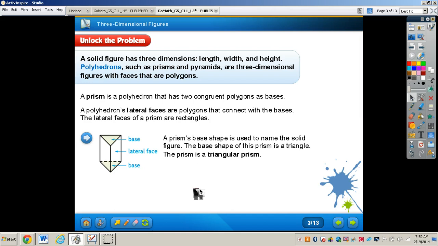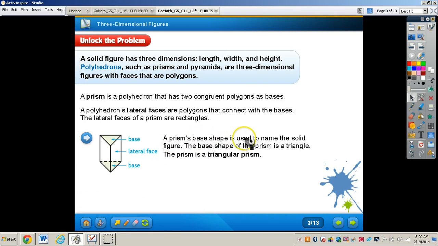Polyhedrons such as prisms and pyramids are three-dimensional figures with faces that are polygons. So we can see down at the bottom here, a prism is a polyhedron that has two congruent polygons as bases. Moving on down, a polyhedron's lateral faces are polygons that connect with the bases. The lateral faces of a prism are rectangles. So we can see an example of this explanation.